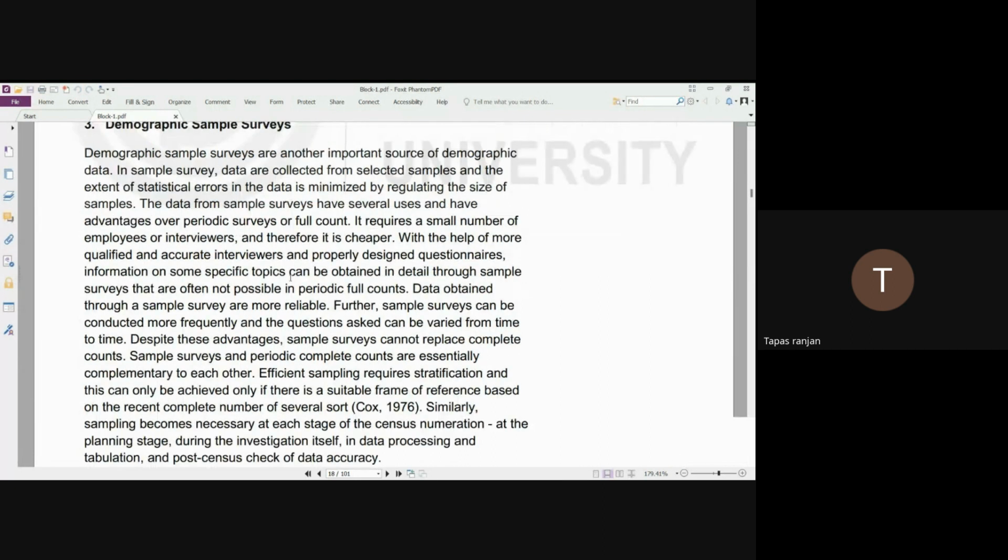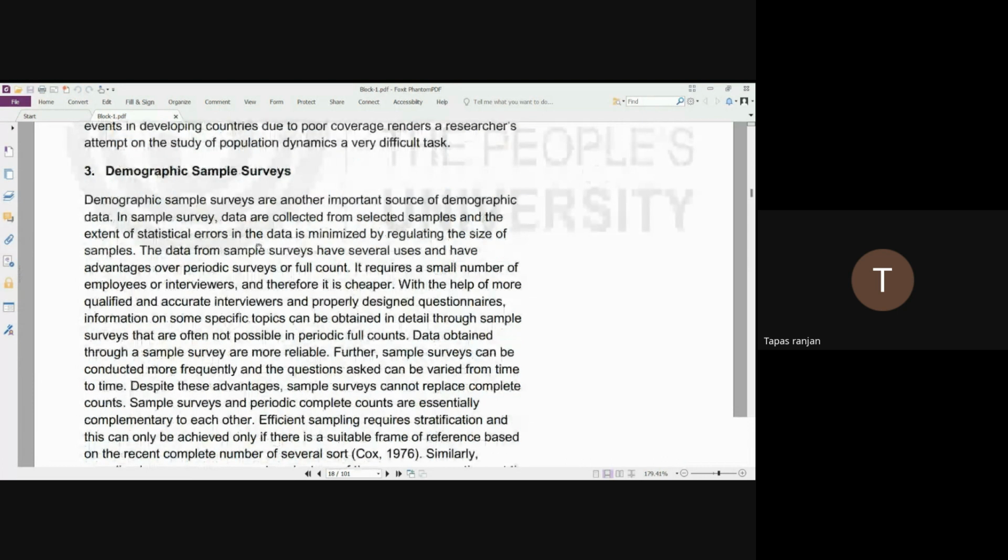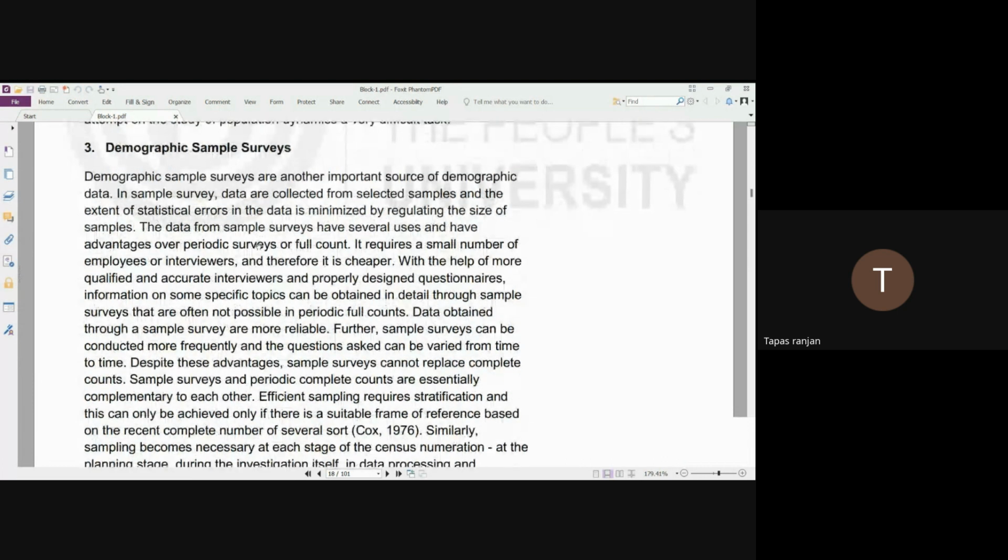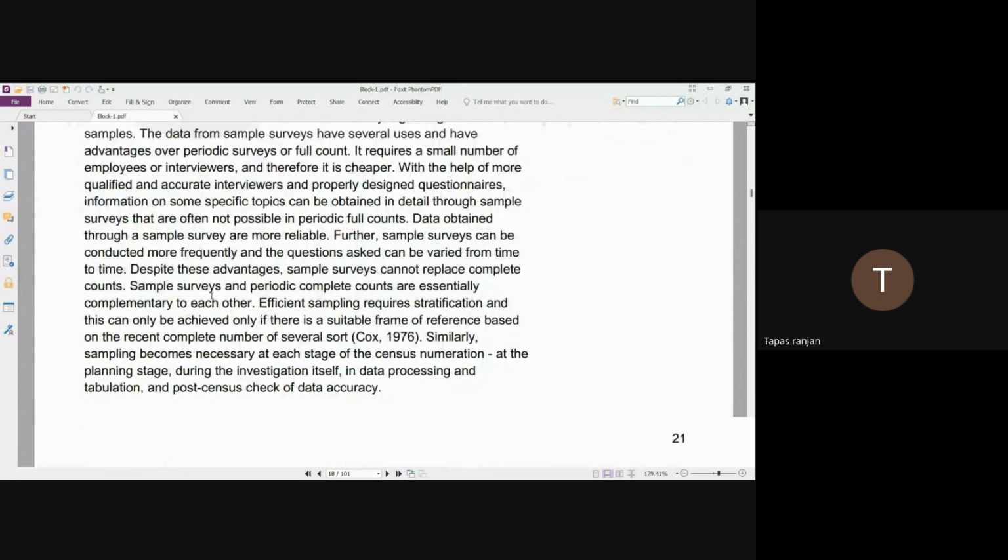And why are sample surveys important? Maybe within a short period of time we will require population data. So in that case, it is a suitable method. Okay, so sample survey data are also there.